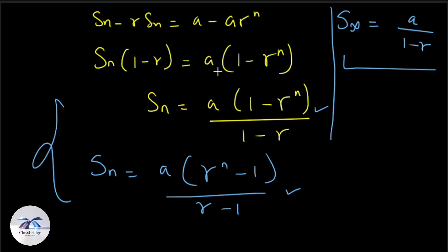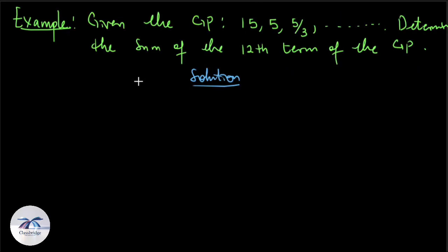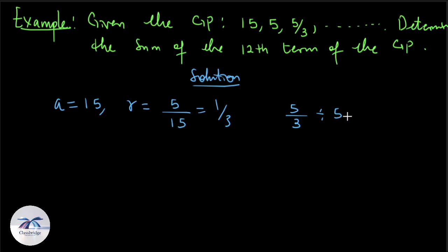So let's solve a problem under this. Given the GP 15, 5, 5 over 3, that is, the first term, second term, third term, you are asked to determine the sum of the first 12 terms of the GP. The first term of that GP is A, and that's 15. The common ratio, which is r, can be determined by saying a term divided by the term before it, and this gives us 1 over 3. For a proper confirmation, you can also say 5 over 3 divided by the term before it, which is 5. That gives us 5 over 3 times 1 over 5, which is still 1 over 3.